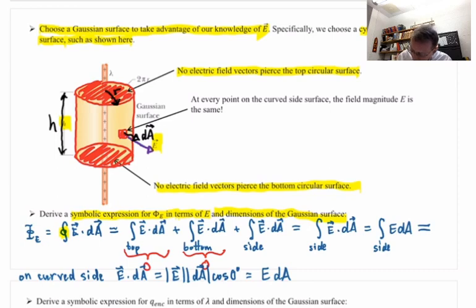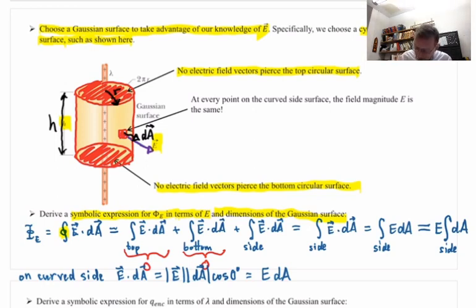So the next step is absolutely vital to having Gauss's law be useful. We bring the magnitude of E out front, and then we're just integrating over the curved side all the little areas of all the little patches that make up the curved side. But that integral now is very, very easy conceptually. When you add up all the little areas of all the little patches that make up the curved side, you just get the total surface area of the curved side.